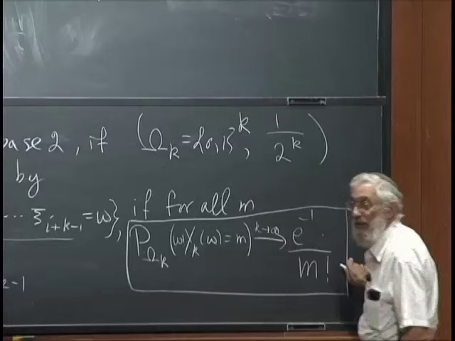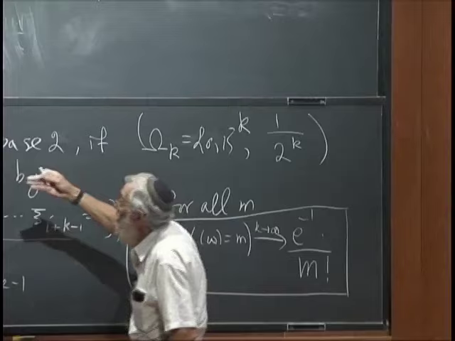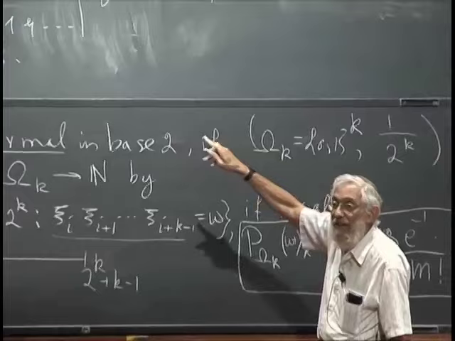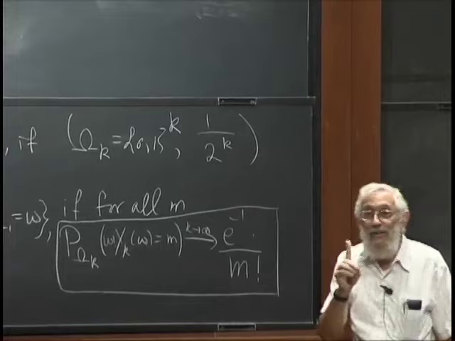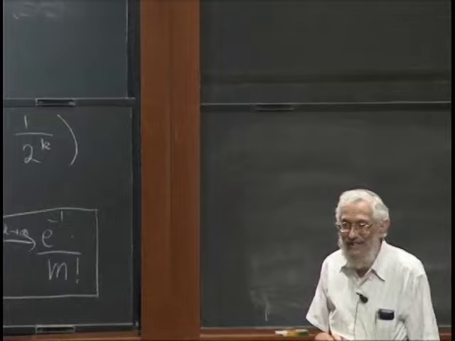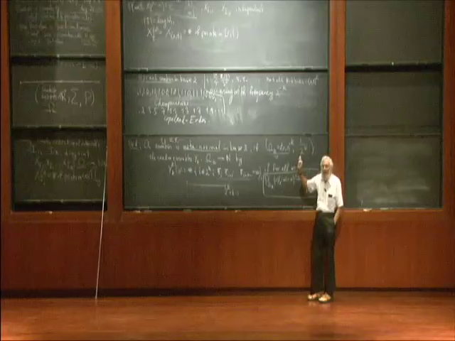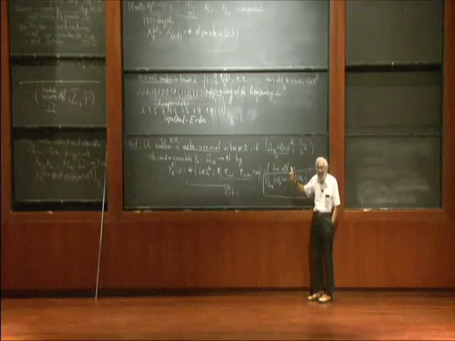Now, metanormal means somehow beyond normality, and for those who are slightly bored at this point, you could take as an exercise to take that Champernowne number that I've written down up there and check that it's not metanormal. This omega doesn't count anything. This omega is a point. Omega is a generic symbol for a point in the sample space. The sample spaces change. Now omega is an element of {0,1}^k.